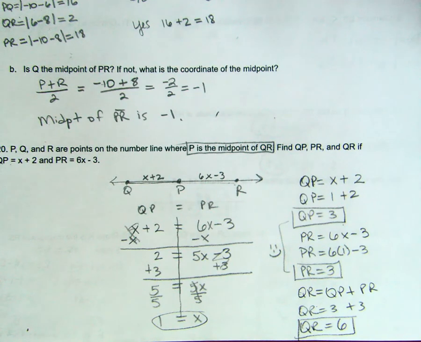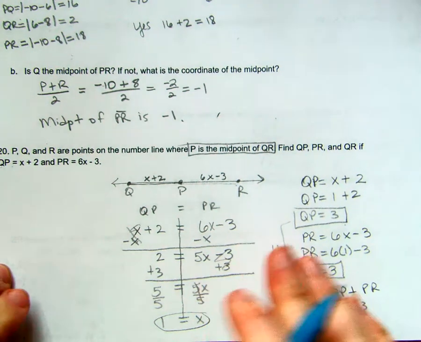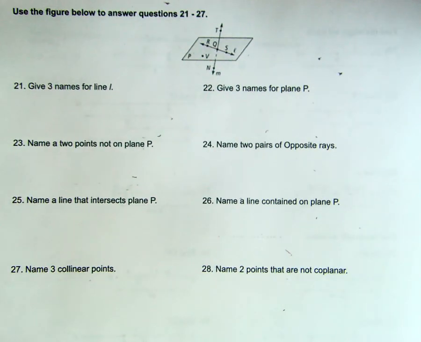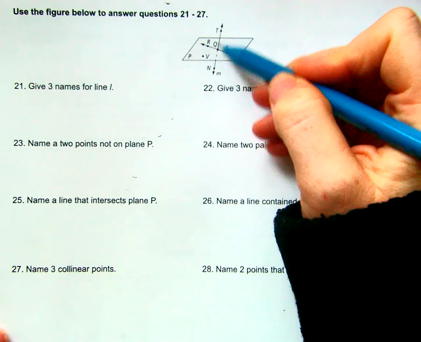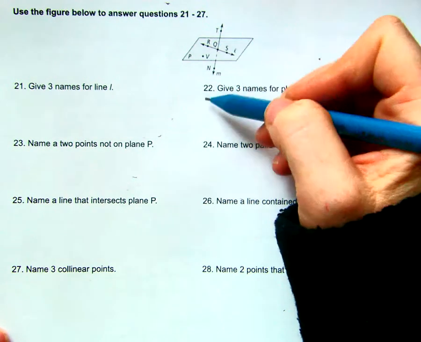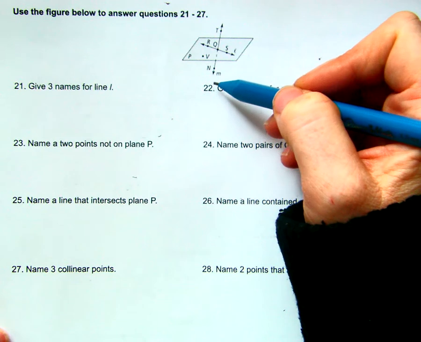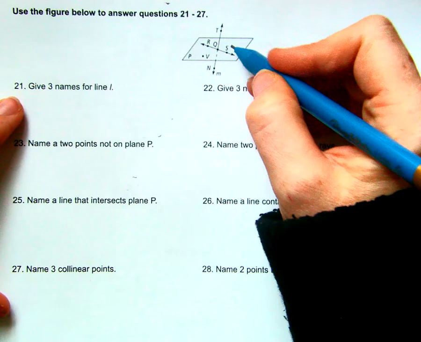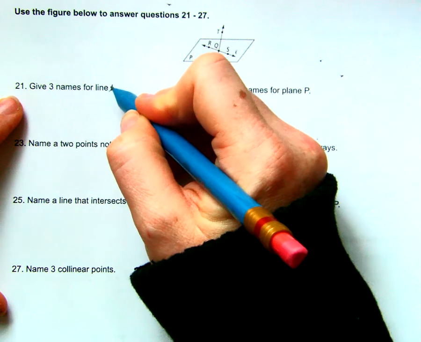All right, moving on. The next set of problems are to answer questions about this plane, these points and these lines. So remember, the dottedness tells me that this is actually intersecting. So this would have been our pipe cleaner in the model we made in class. So it says give 3 names for line L.